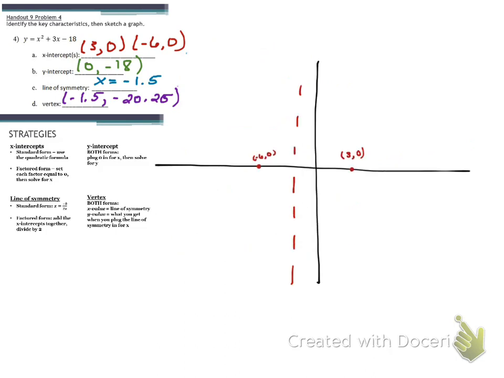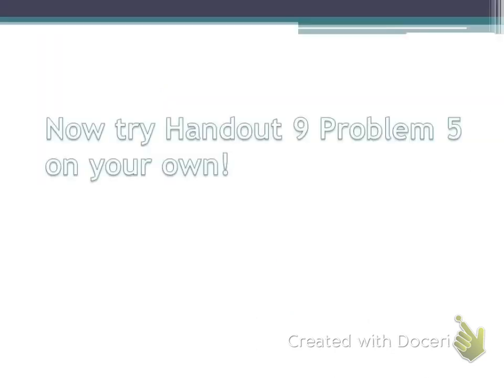And then you want to plot your points and label everything, and then draw your parabola, and you're done. Now try handout 9, problem 5 on your own.